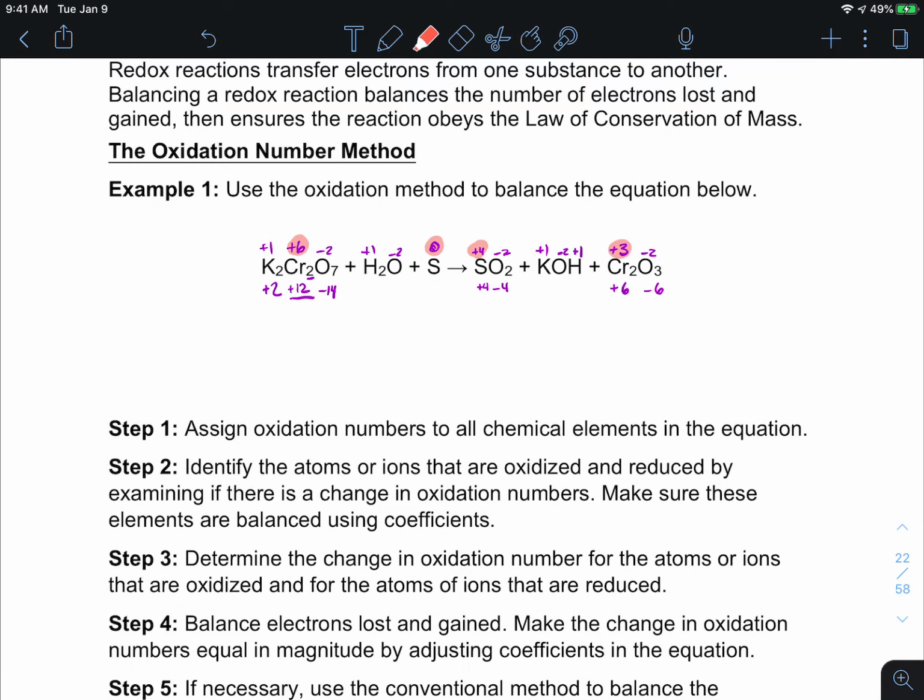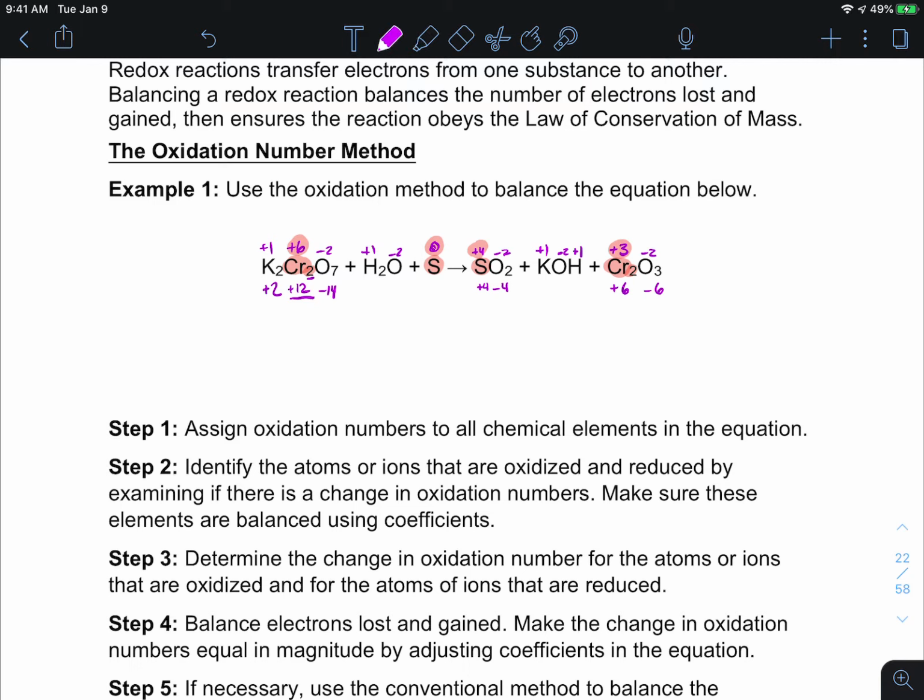Identify the atoms or ions that are oxidized and reduced by examining if there is a change in the oxidation number. Make sure these elements are balanced using coefficients. So we want to balance the chromate first. We see that the chromate, there are 2 of them and 2 of them. So that's balanced. And we want to balance the sulfur. So far the sulfur is balanced as well. But now it says balance the electrons lost and gained. Make the change in oxidation number equal in magnitude by adjusting the coefficients in the equation.